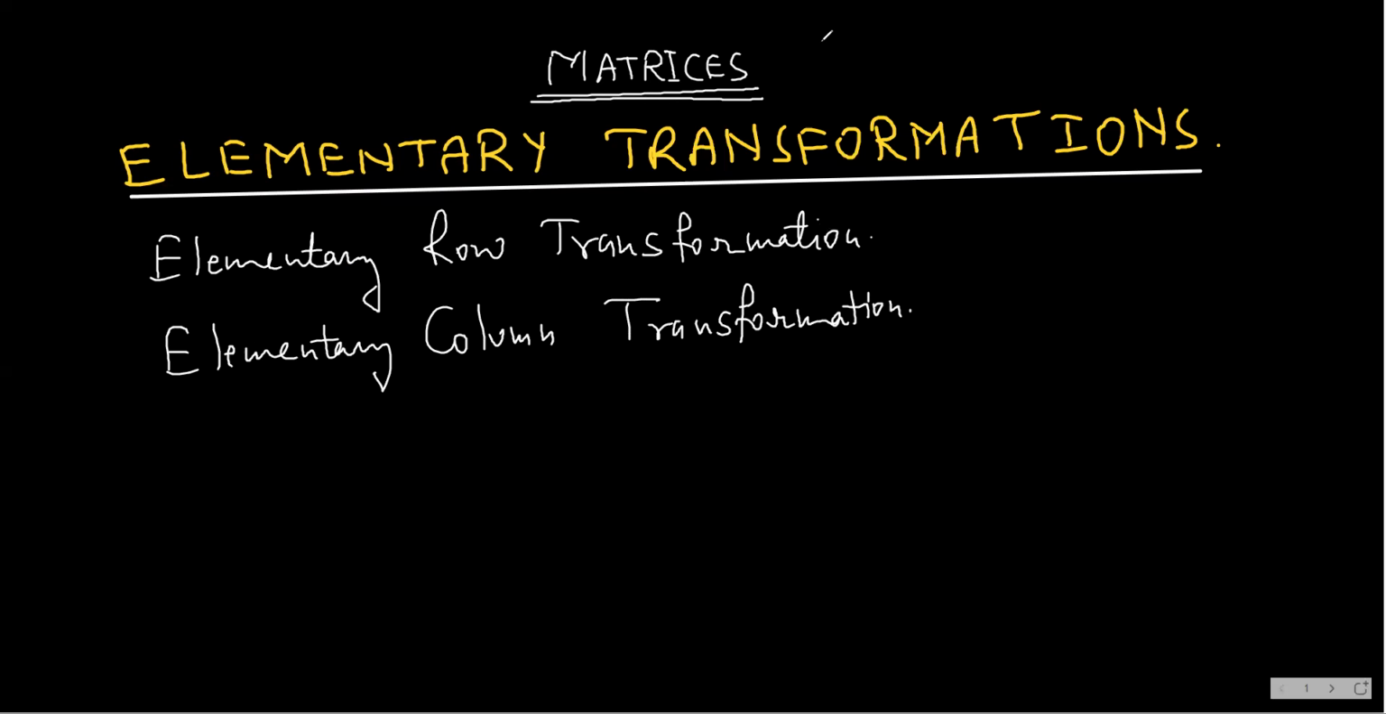See, elementary row transformation is also written as ERT, and elementary column transformation will be written as ECT. Remember that we will have three ERTs. There will be three elementary row transformations and three elementary column transformations.